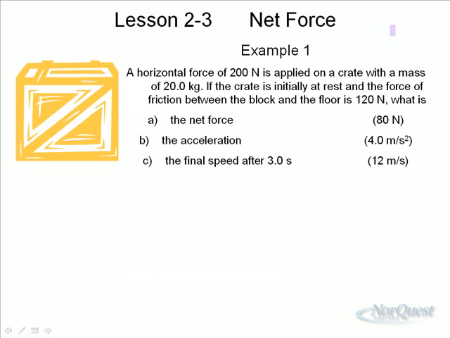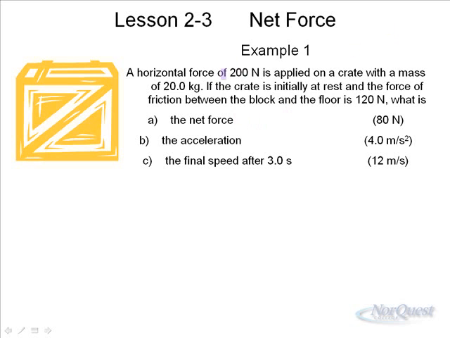So example number 1, it says a horizontal force of 200 newtons is applied on a crate with a mass of 20 kilograms. If the crate is initially at rest and the force of friction between the block and the floor is 120, what is the net force? Now, you should be able to work through these fairly easily. I'll just give you a few clues on this.